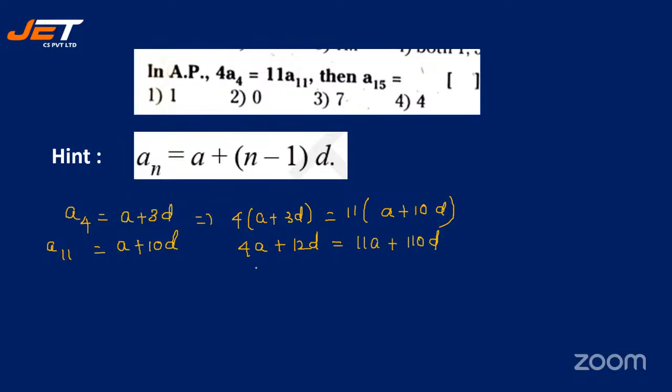Right, so now bring the 11 here. It would be minus 7A. Let us take the D that side. So 110 minus 12, that is 98. So we get 98D.